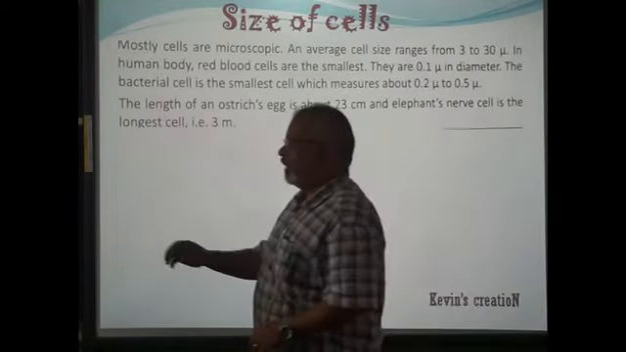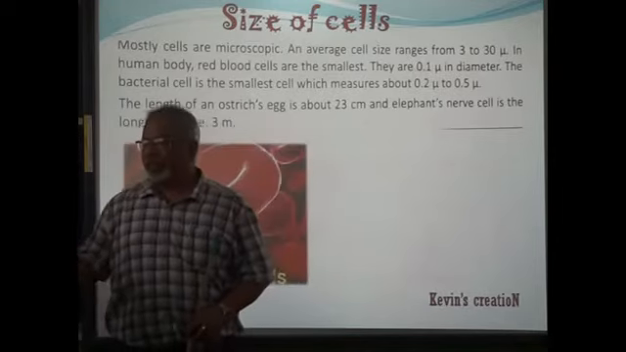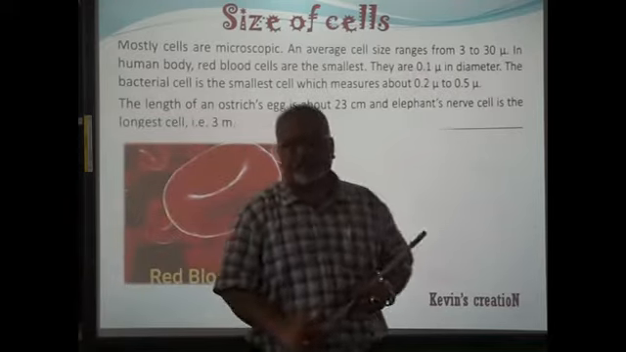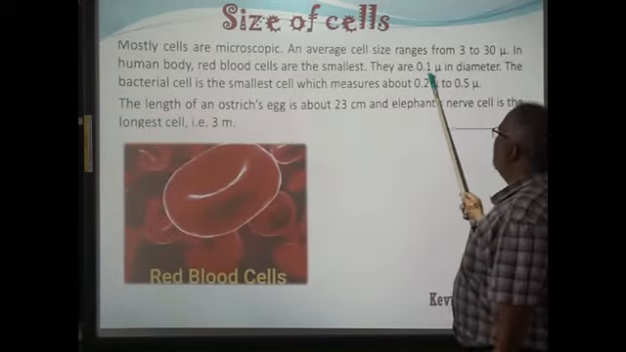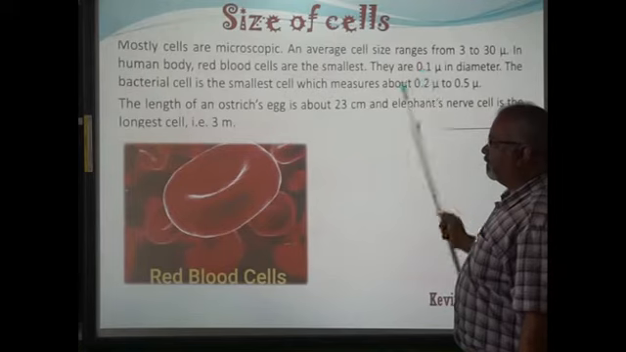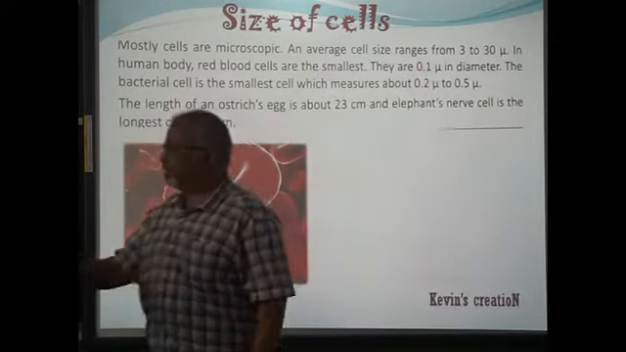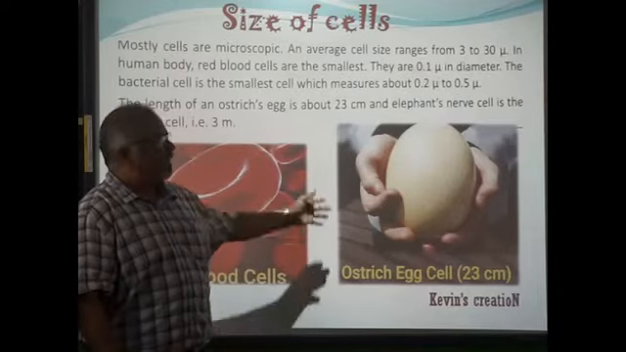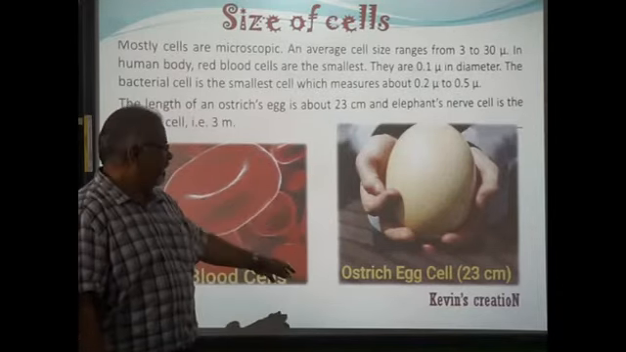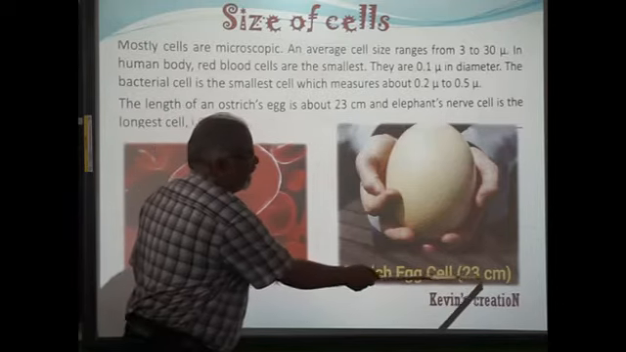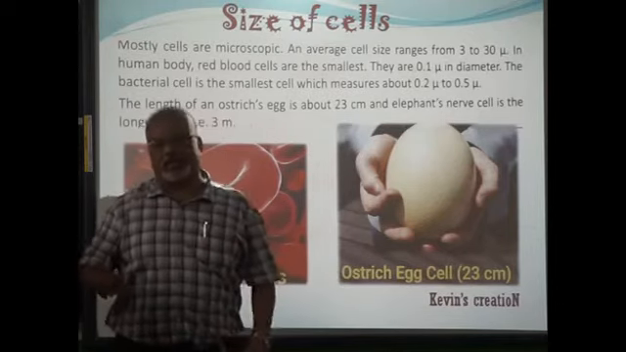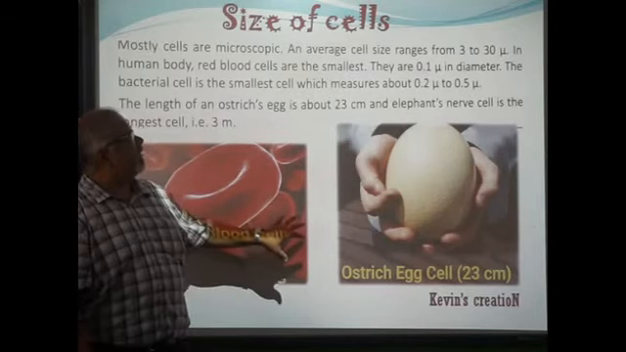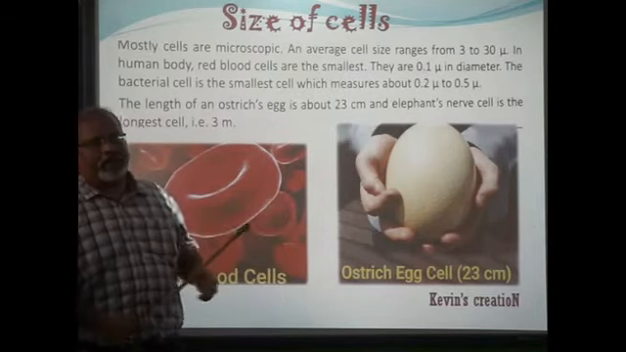Now I will show you the red blood cells. These are the smallest blood cells, 0.1 micron. And this is the ostrich egg. It may not fit in your hand also. Here it is 23 centimeter in diameter. So these are the various types of cells and they vary in their size.